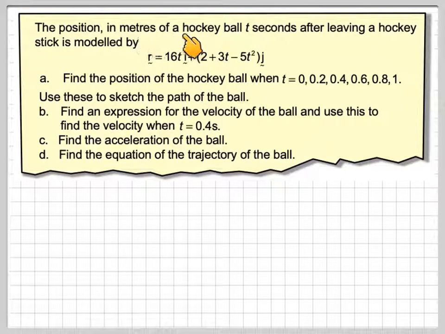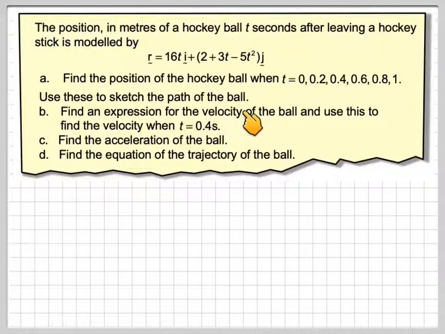The position in meters of a hockey ball t seconds after leaving a hockey stick is modelled by the displacement vector r equals 16t i plus (2 plus 3t minus 5t squared) j. Find the position of the hockey ball when t is equal to 0, 0.2, 0.4, 0.6, 0.8 and 1. Use these to sketch the path of the ball.